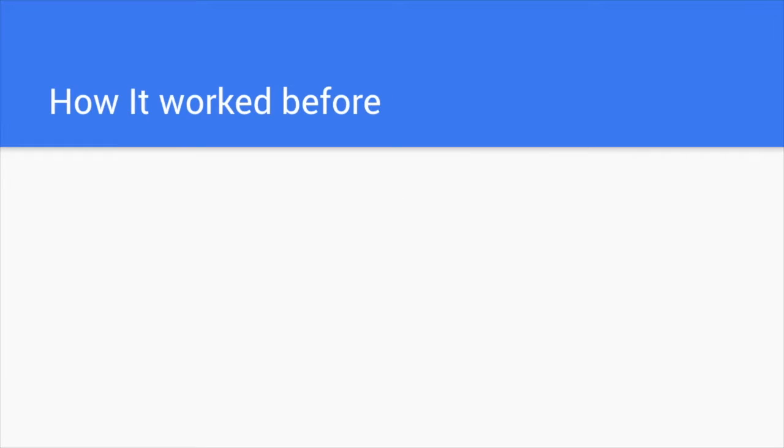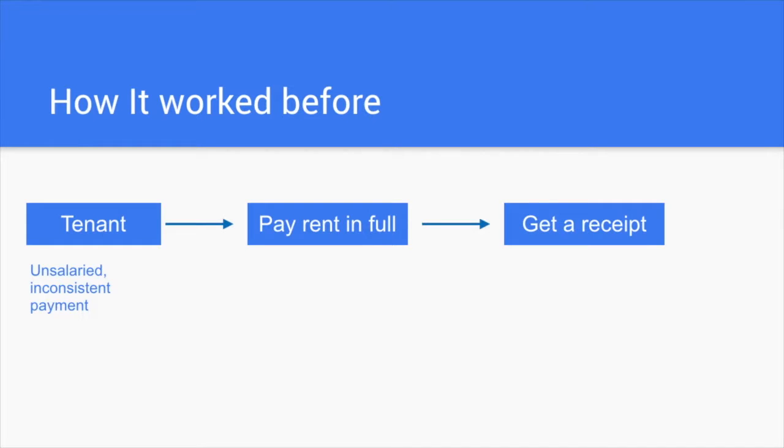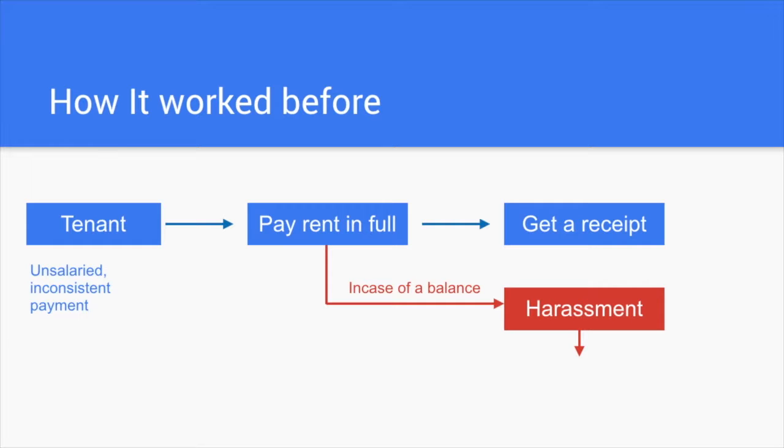So here is a workflow of how it worked before Hodi Systems. A tenant who is unsalaried and has inconsistent pay was required to pay rent in full. And then after paying rent in full, they will get a receipt. However, in case they have a balance, they were usually harassed by the property agents or by the landlord. And if they don't pay that balance by a specific date, their house is locked.